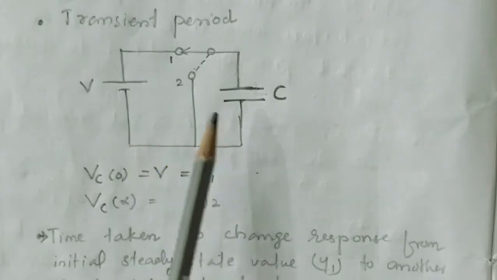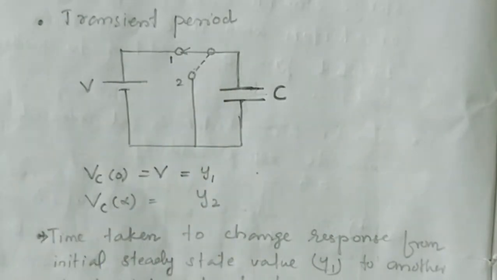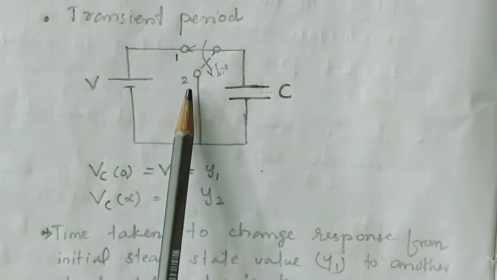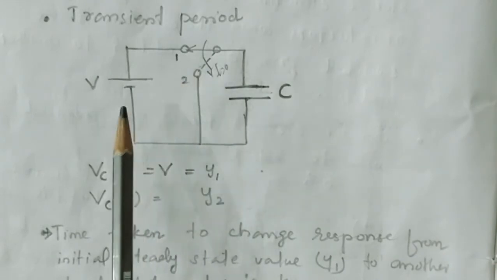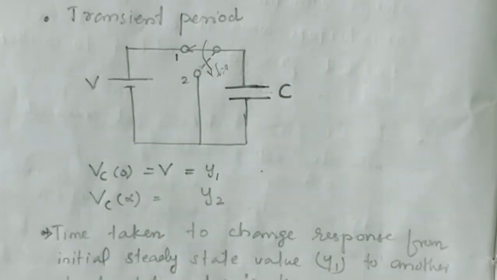Now let's consider this circuit. Initially the switch was in position 1. At t is equal to 0, the switch is placed in position 2. So whenever the switch was in position 1, voltage across the capacitor was the applied voltage V. So initial capacitor voltage Vc0 is equal to V. Let it be the initial response, that is y1. Initial conditions of the system or initial state of the system.